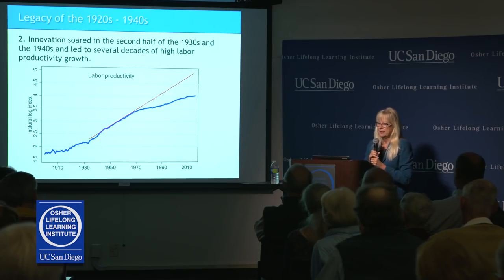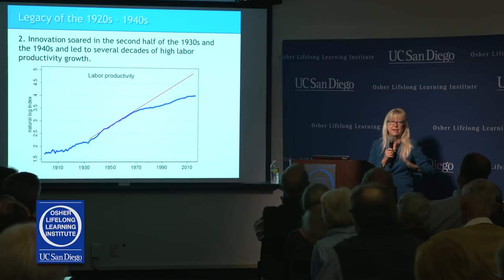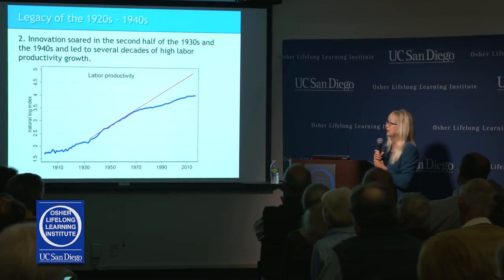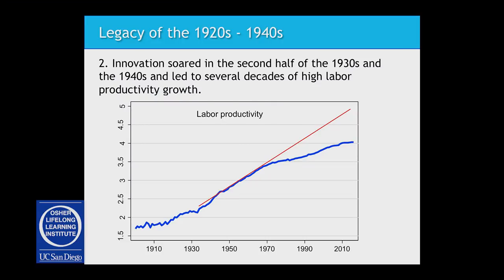Now notice, I've actually put this in a form so that the slope shows you the growth rate here. Notice how much higher the growth rate of labor productivity was from the second half of the 1930s through about the late 60s, early 70s. And then how it just really flattened out. So labor productivity growth really slowed down starting in the early 1970s. It picked up a few little times, but it's just much slower overall than it was during those previous decades.